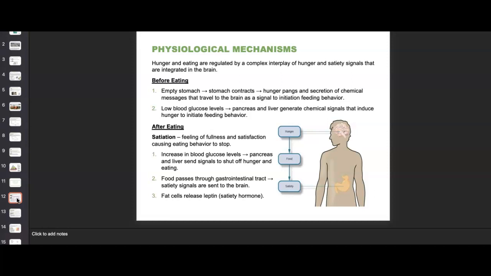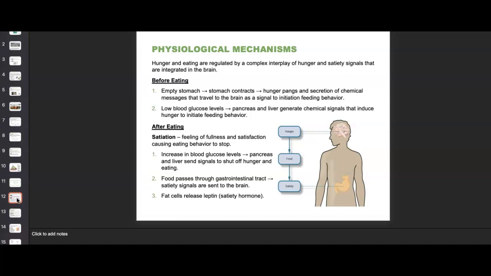Before eating, you have an empty stomach. The stomach contracts, which creates hunger pangs and secretion of chemical messages that travel to the brain as a signal to initiate feeding behavior. In step 2, low blood glucose levels cause the pancreas and liver to generate chemical signals that induce hunger to initiate eating behavior.